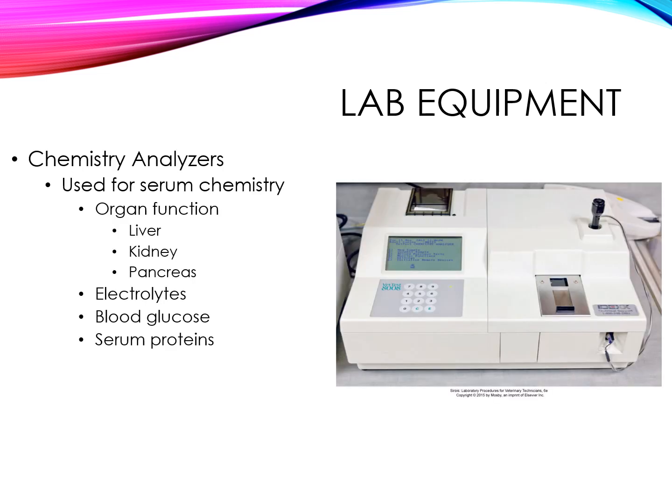Okay, and then we also have the chemistry analyzers. The chemistry analyzers are going to measure different values or assays that measure organ functions. So some of the assays might be creatinine or BUN for the kidney, or ALT or alk-phos for the liver, or glucose or lipase for the pancreas.